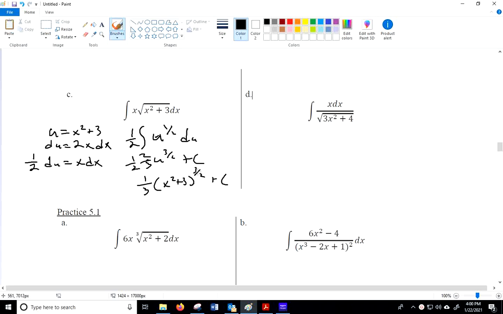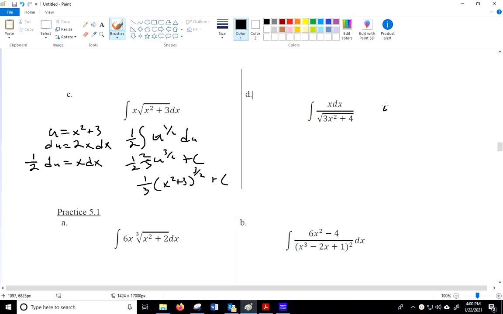It's interesting to take the derivative of this. You'll notice that you would get, when you pull this exponent down, you would get 1/2 times x squared plus 3 to the 1/2 times 2x. And so the 2 from the 2x will cancel out that 1/2 that's left over. All right, let's take a look at the next one.